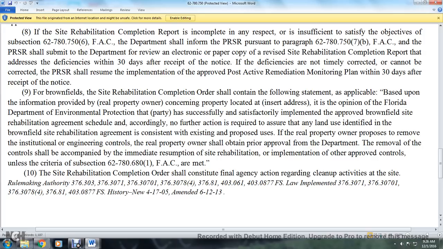The real property owner proposes to remove the institutional or engineering control. The real property owner shall obtain the prior approval of the department. The removal shall be accompanied by the immediate resumption of site rehabilitation implementation of the approved control using criteria where subsection 62-780.680(1) is met. The site rehabilitation completion order shall constitute final agency action regarding the cleanup activities at the site.